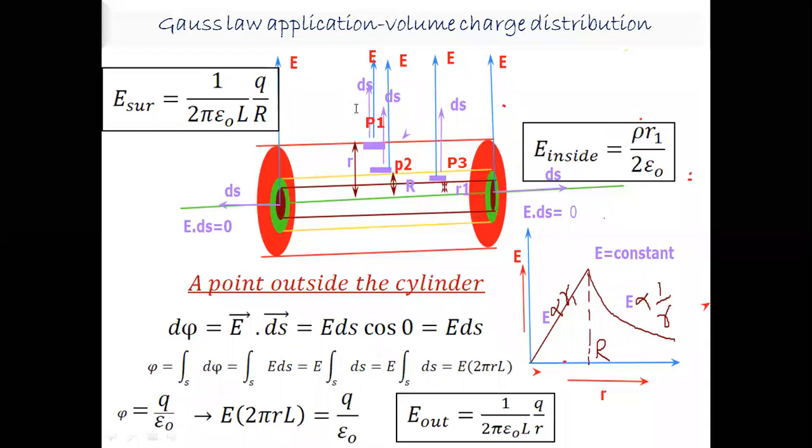To calculate the field strength at the point P1, I constructed an orange color cylindrical Gaussian surface.